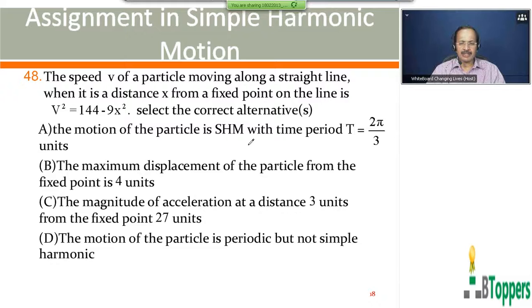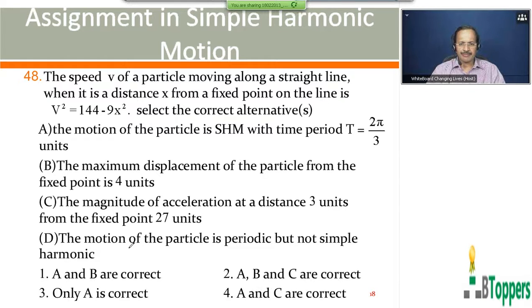Option A, the motion of the particle is simple harmonic with time period T equal to pi by 3 units. Option B, the maximum displacement of the particle from the fixed point is 4 units. Option C, the magnitude of the acceleration at a distance of 3 units from the fixed point is 27 units. Option D, the motion of the particle is periodic but not simple harmonic. Come on, take a pause and try the question.